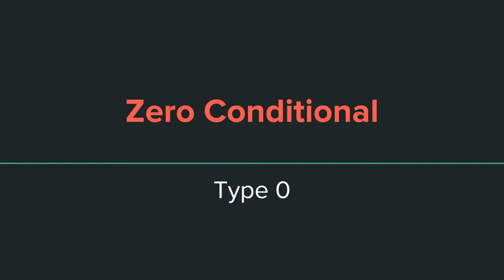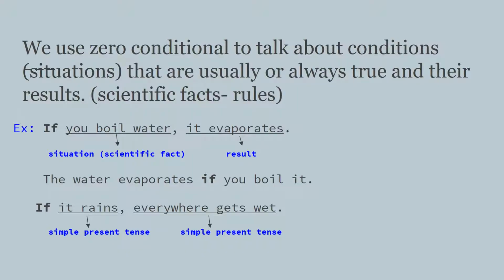Zero conditional is the first one we will go over. Zero conditional is also called type 0. We use zero conditional to talk about conditions, in other words, situations that are usually or always true and their results. We can also say that we use zero conditional to talk about scientific facts and rules and things that are 100% true. So let's check out this sentence. If you boil water, it evaporates.